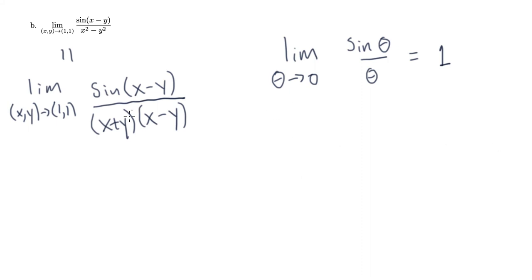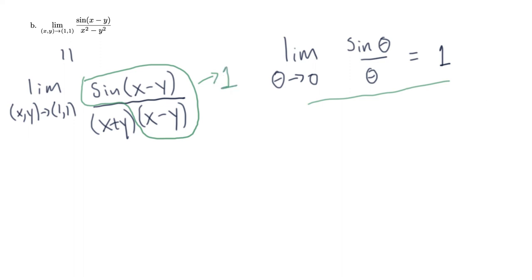But now look, this is exactly the setup we're looking for. We have sine of (x minus y) divided by (x minus y). In the limit as (x, y) approaches (1, 1), that's going to cause this to go to 0 and this to go to 0, and because they're exactly the same thing, that's going to be 1. So this is going to approach 1.